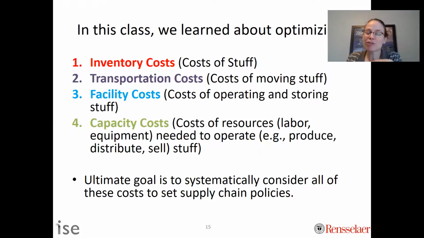And so if you think about the class systematically, what did we do? We optimized a bunch of things. And really we optimized our use of stuff, to be really technical, right? So we had inventory, that's the cost of stuff. We had transportation, that's the cost of moving stuff. We had facility cost, that's the cost of operating and storing stuff. And then we had capacity or resource cost, which is the cost of our resources. Those could be labor, equipment, manufacturing, robots, etc., needed to operate and produce our stuff.